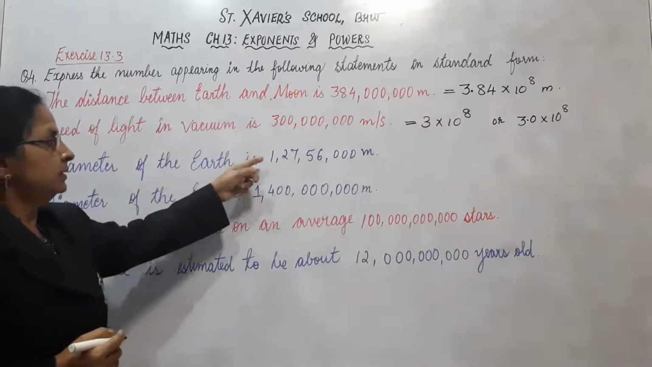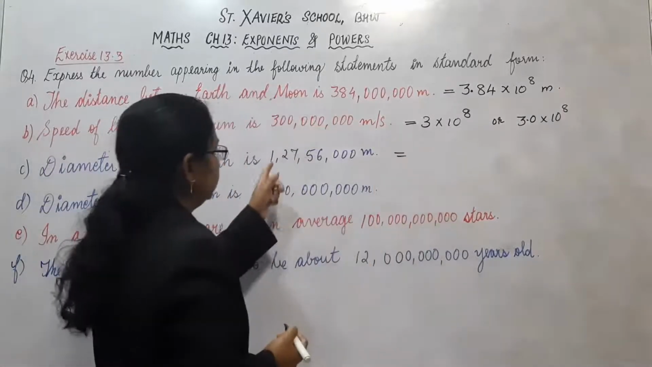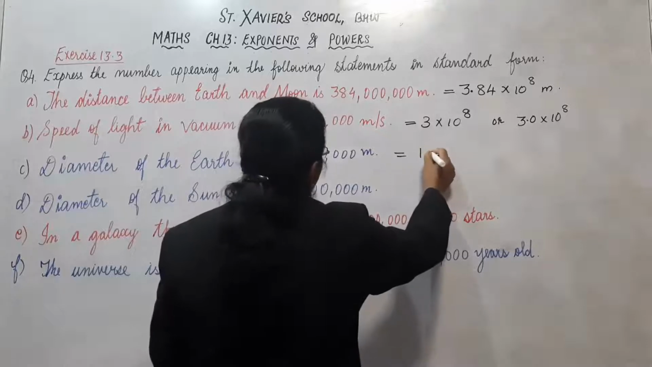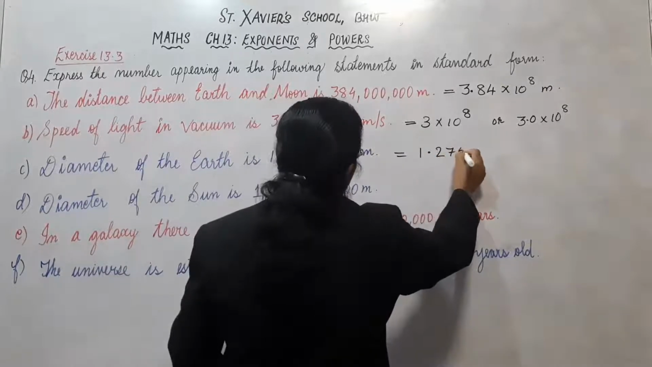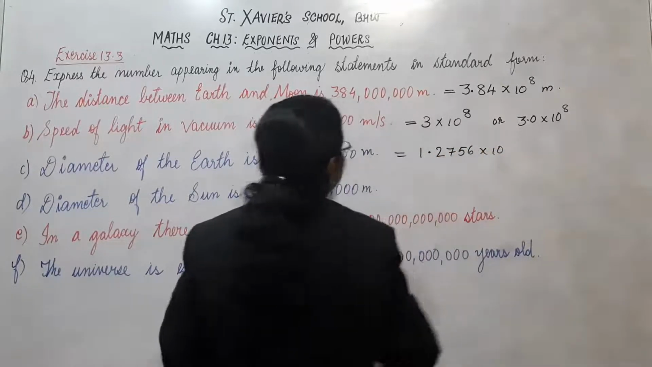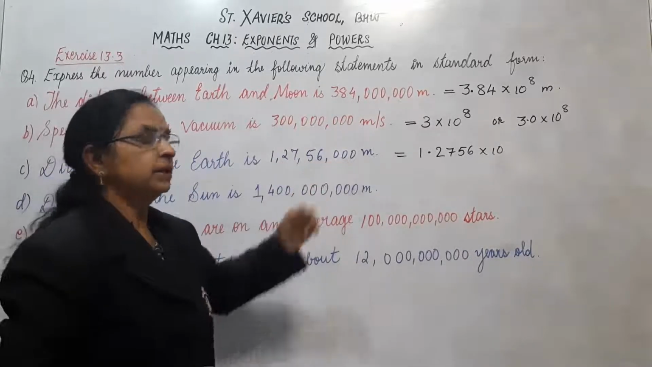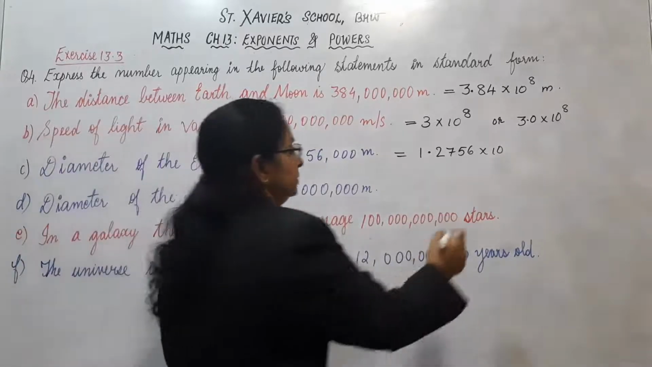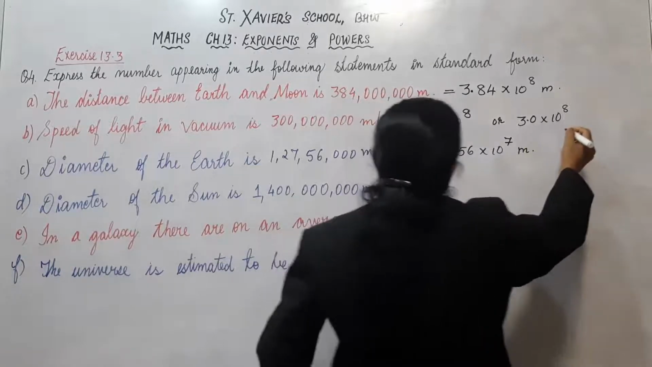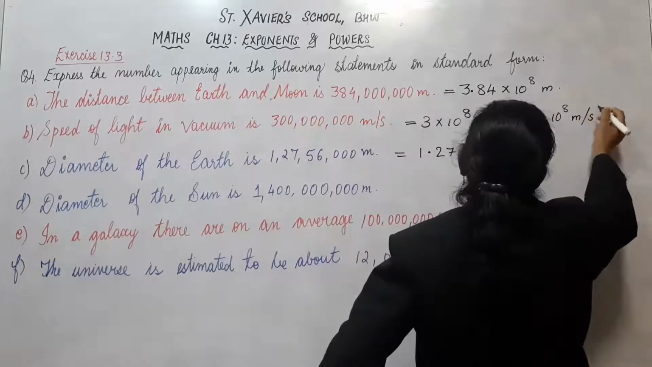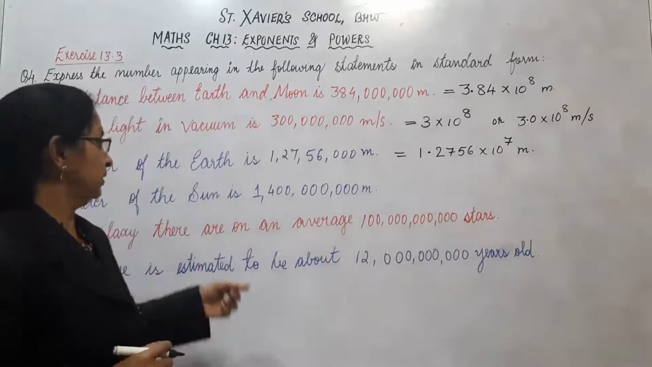Diameter of the earth is here, that is 1 point, all the 4 numbers we have to write, 2, 7, 5, 6 into 10. Now count the total numbers after 1. 2 plus 2, 4. 4 plus 3, 7. Oh, here I forgot to write meter per second. Everywhere you have to write the unit.